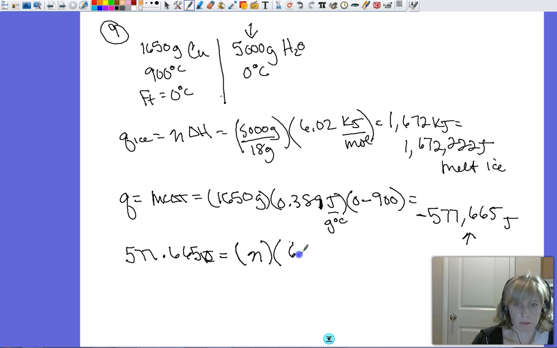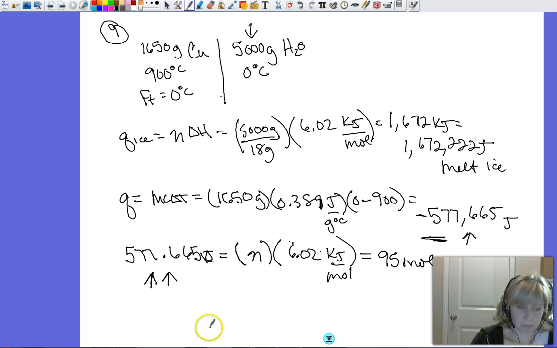and 6.02 kilojoules per mole, so the molar heat of melting for water. And the reason this is positive, remember, whatever this copper loses, this is what is going to absorb it. So it's going to be positive. So if you get that, you get 95 moles of water is what that amount of energy can melt.